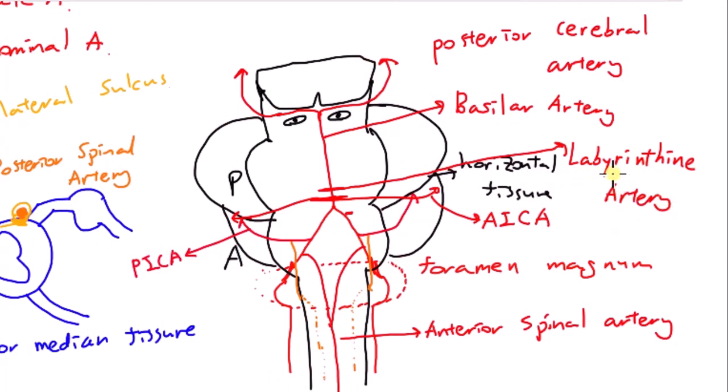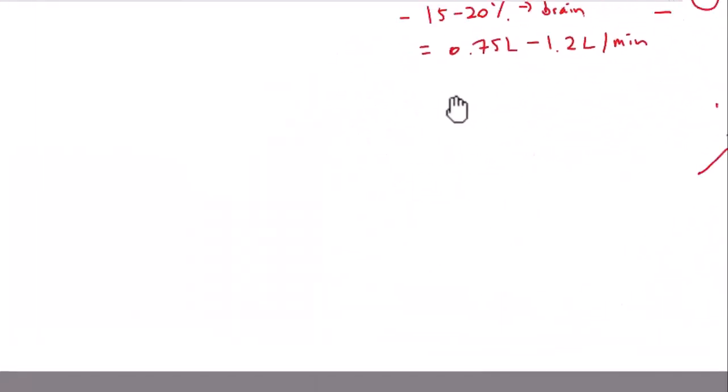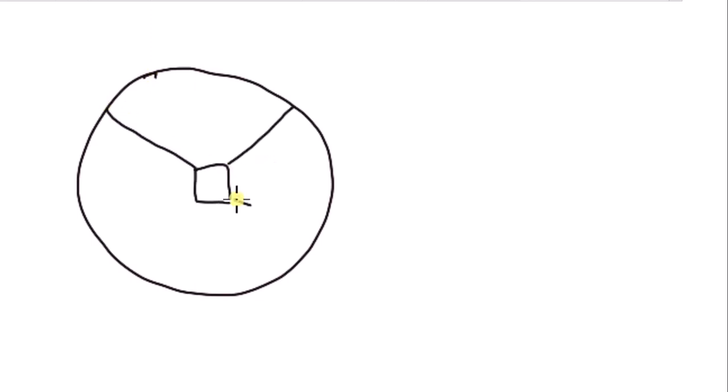Labyrinthine artery supplies the inner ear, and for that explanation, let me get more real estate. Let's picture the base of the skull. So these are basilar cranium, anterior cranial fossa, middle cranial fossa, and posterior cranial fossa. At the posterior cranial fossa lies the foramen magnum that I mentioned.